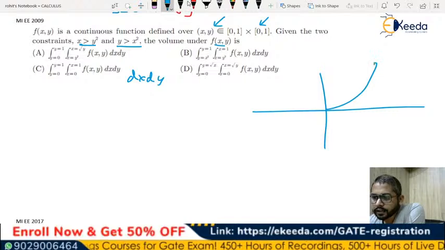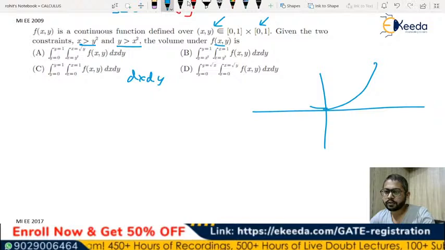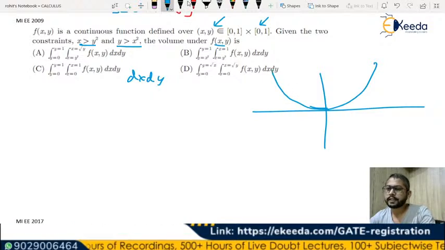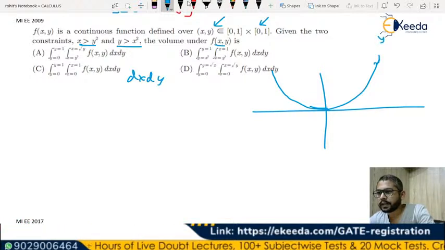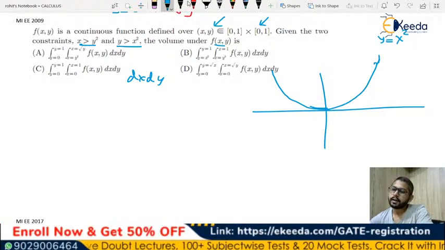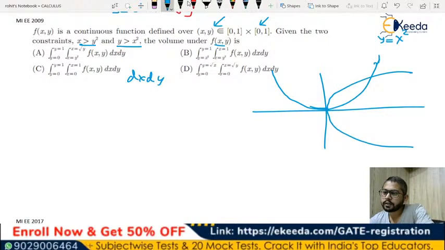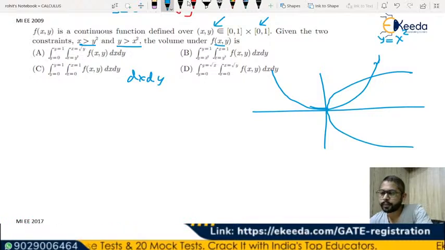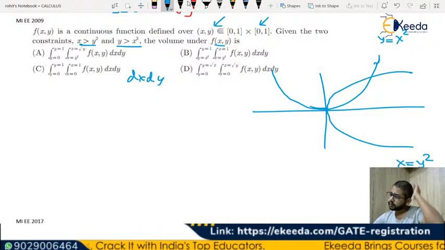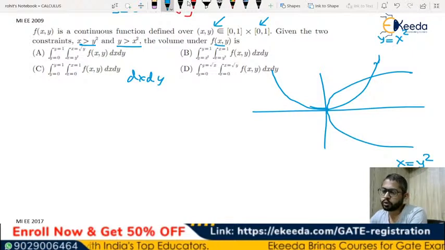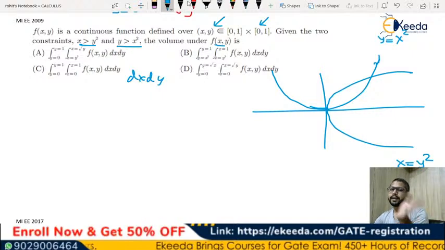Let's say this function is y is equal to x square, and similarly these two parabolas, right? The equations are for parabolas, so this is x is equal to y square. So we have got two functions here. Now they are not talking about these lines, they are talking about something greater than that.